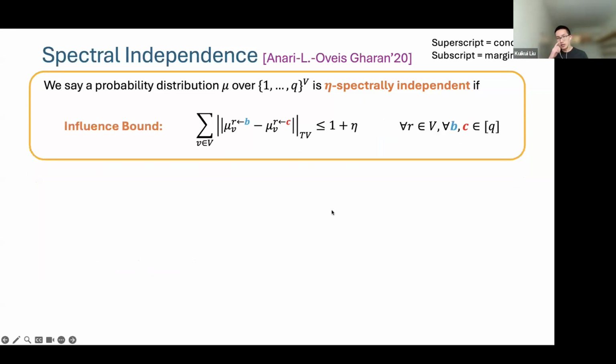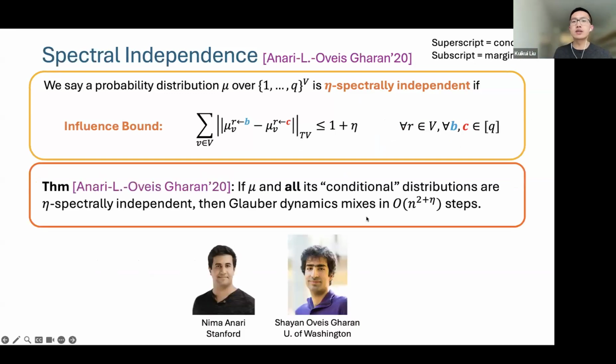Okay, so this is what spectral independence is. And now the theorem is that if I assume that my distribution mu, as well as all of its conditional distributions, are all eta spectrally independent, then Glauber dynamics mixes in n log n time. You should think of eta here as being a constant independent of n.